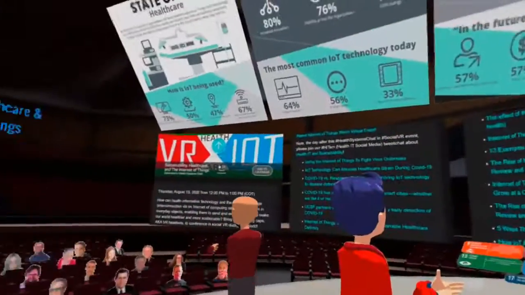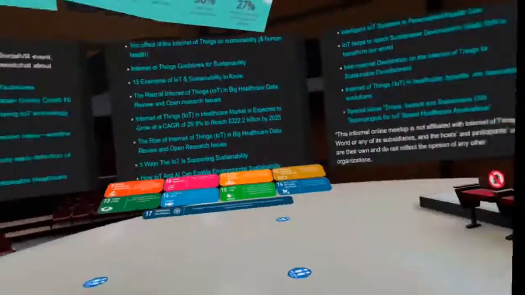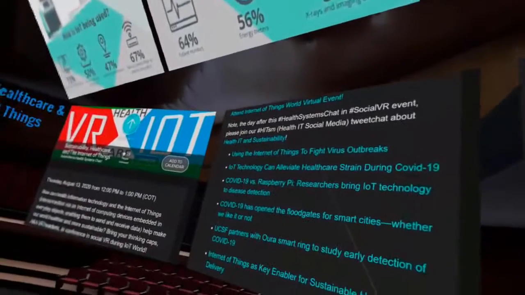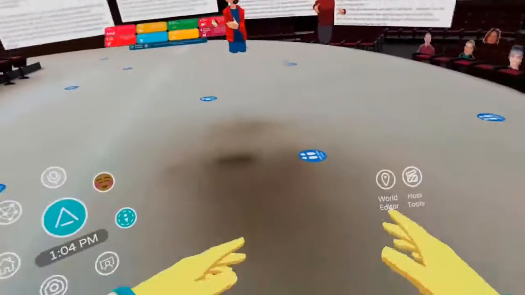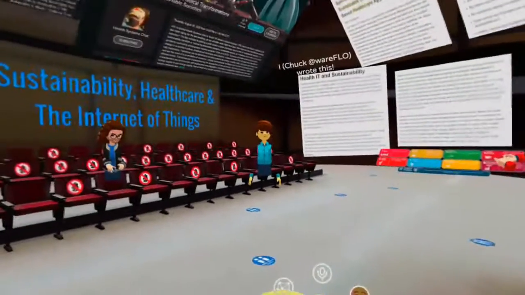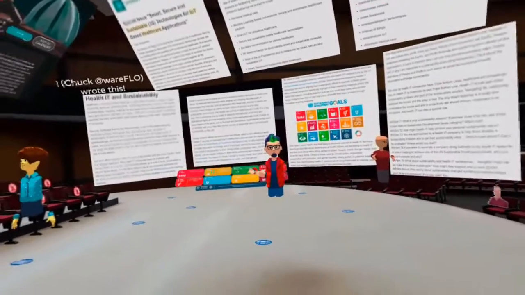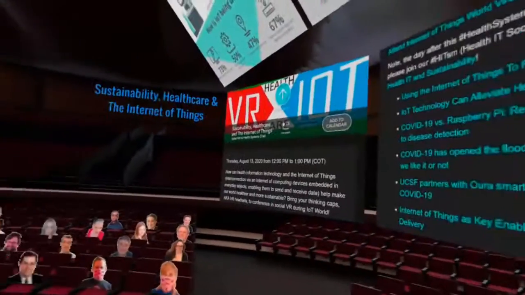But I will mention that I did this last year. Obviously this is not affiliated with the Internet of Things world, which is happening right now. It's a virtual event. Last year we were working with a microcontroller with lots of little sensors, Raspberry Pi stuff. This year I'm not doing that because I want to do something different.